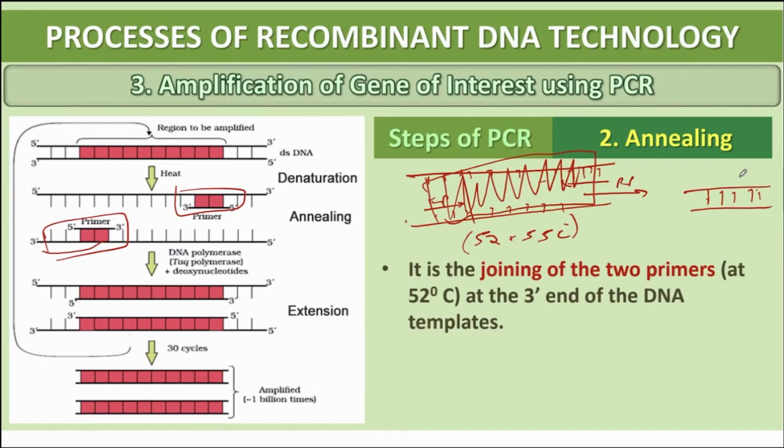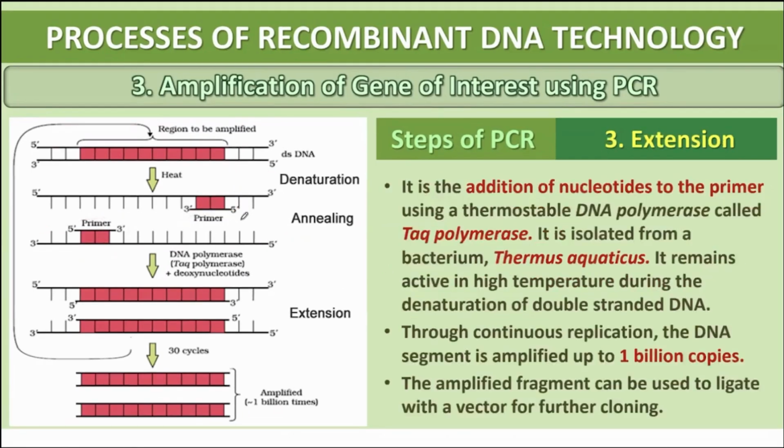Now, the second step that we are learning is the annealing step, wherein after the lowering of the temperature from 94 to 52, the primers go and bind to the complementary site of the parental DNA, and that is the annealing step. Once this primer binds at the 3' end, by the action of DNA polymerase and dNTPs, there is an extension step coming up. Extension is the third step. It is the addition of nucleotides to the primer using a thermostable DNA polymerase called Taq polymerase.